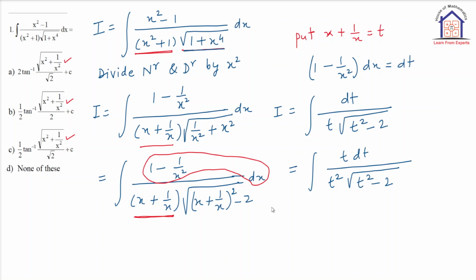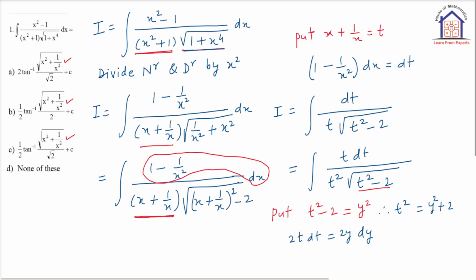Okay, now see students, again I will use another substitution here. See the root: inside the root there is the term t square minus 2. This I will take as another substitution, y. Put t square minus 2 equal to y square, so t square equal to y square plus 2. So 2t dt will become 2y dy.